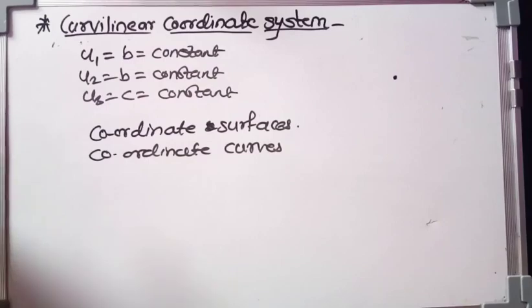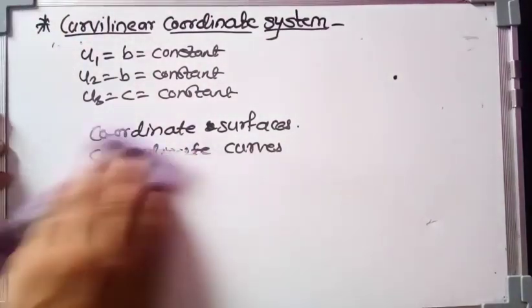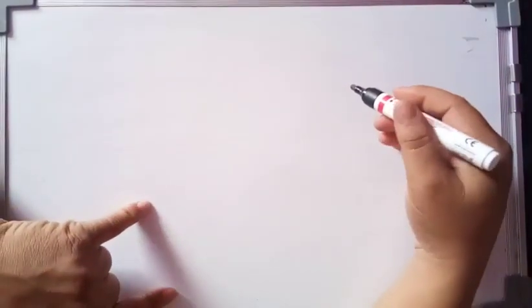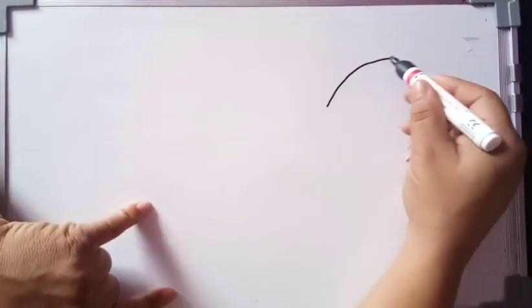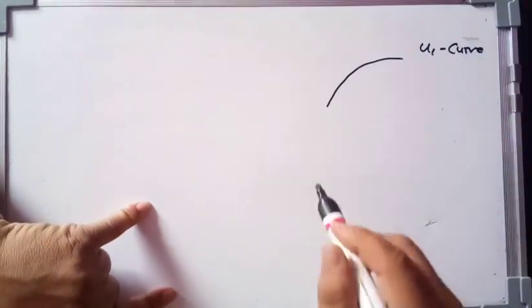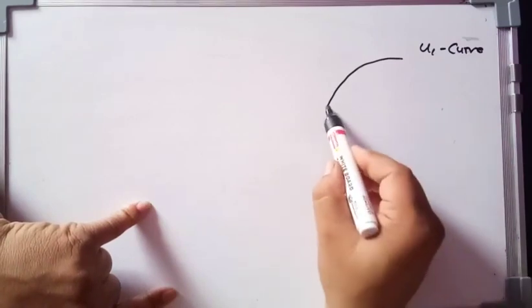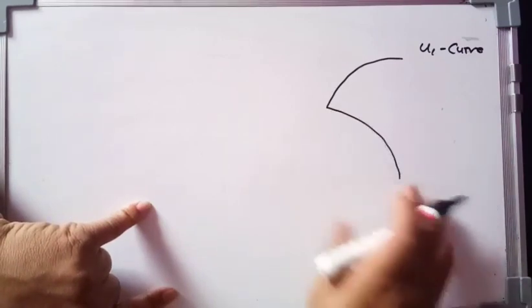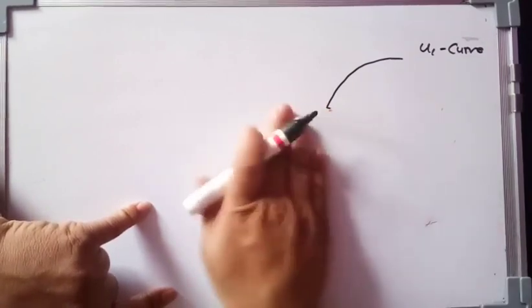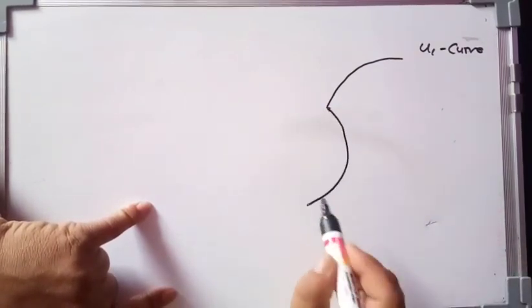Let us draw a figure for curvilinear coordinate system. How can we draw a curvilinear coordinate system? Suppose this is the u1 curve. This is the u2 curve. And this is the u3 curve.